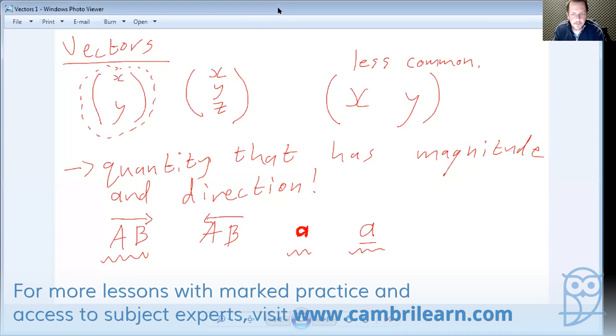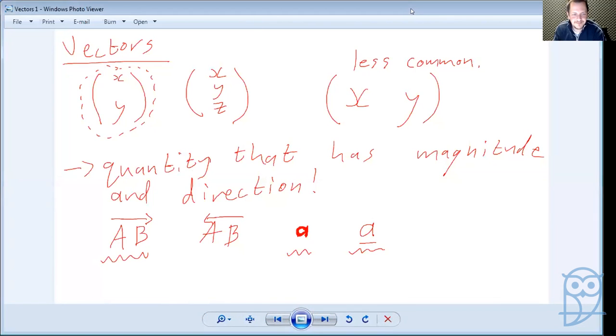Alrighty, guys. So, quick revision of vectors. Remember, vectors are generally written vertically. They can be written horizontally, but they're generally written vertically. Two-dimensional vectors have two components. Three-dimensional vectors have three components.